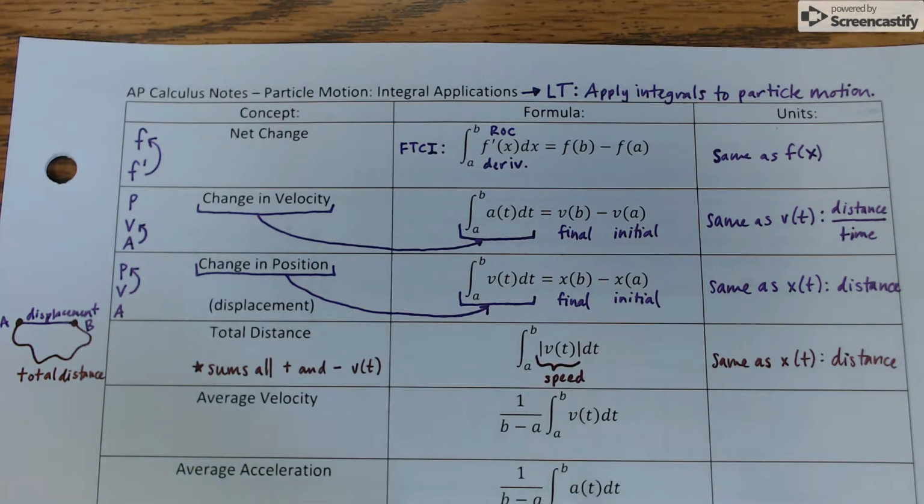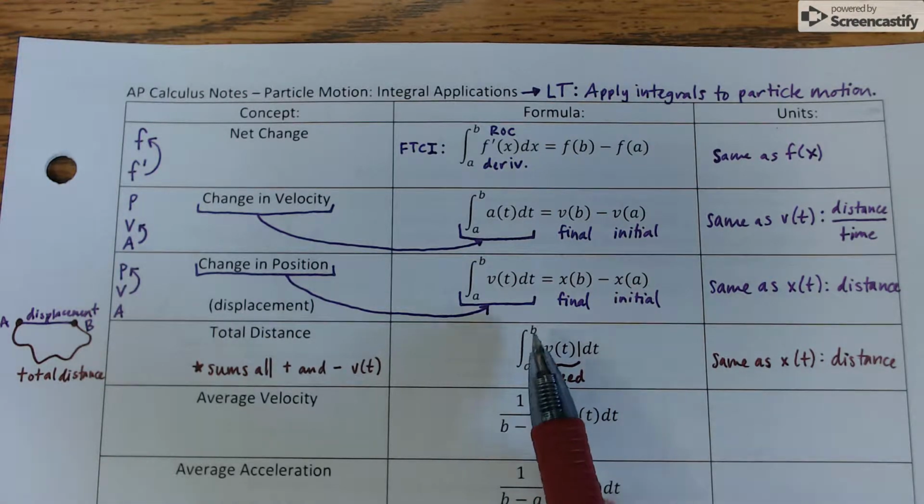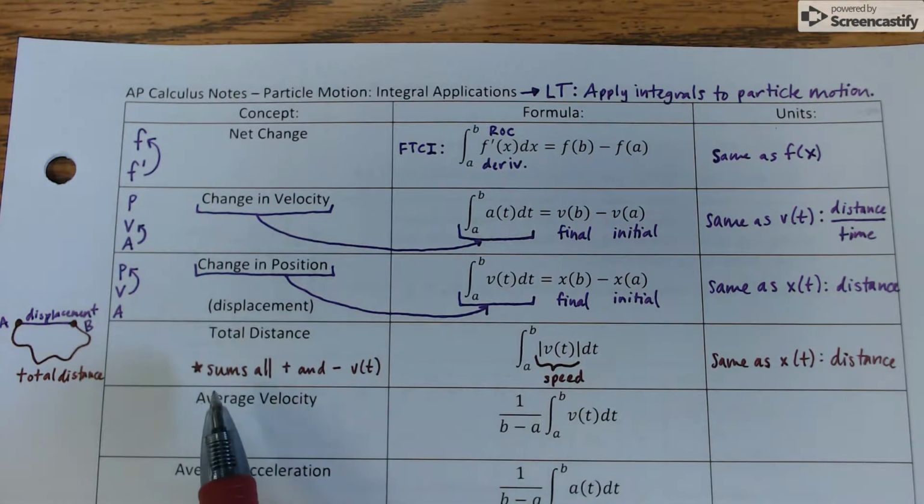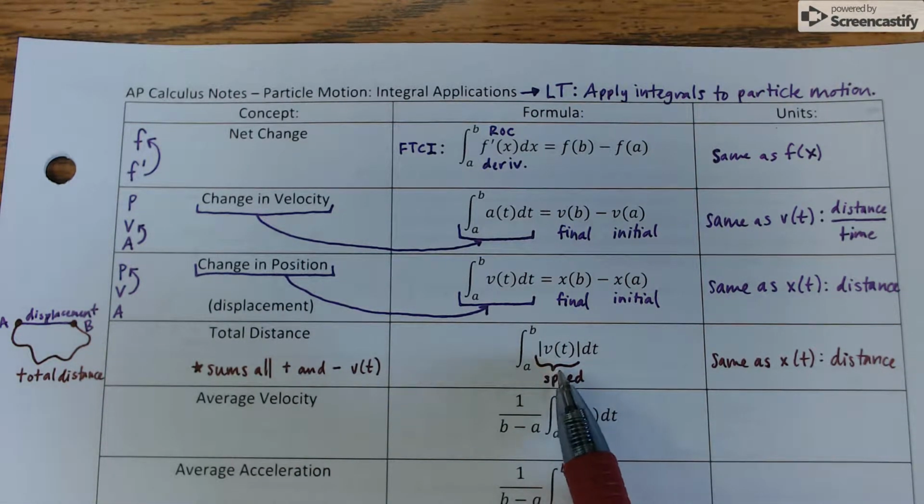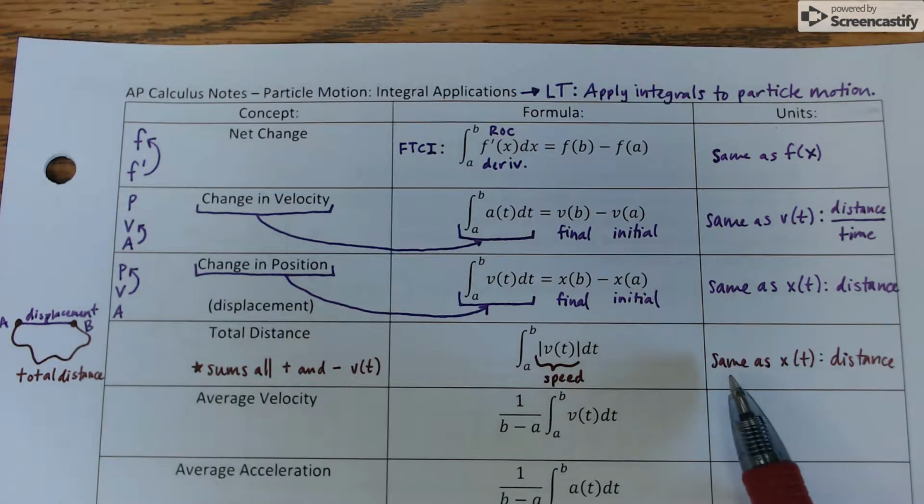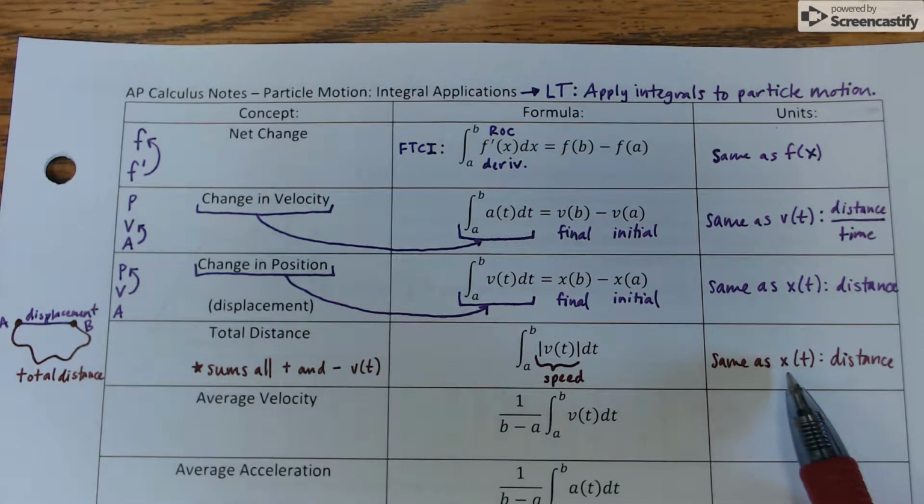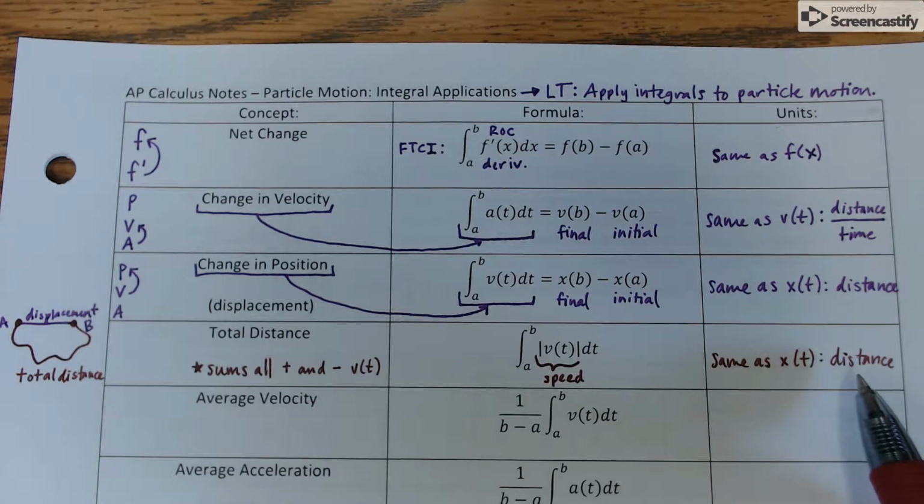The first thing you'll probably notice about the expression for total distance is the integral is the absolute value of our velocity function. And the reason we need that absolute value is because that total distance sums up all positive and negative velocity values. Another thing you need to know is that the absolute value of velocity is the speed. So it doesn't take into consideration which direction you have traveled. It just adds up all of that distance. So the units resulting would be the same as your position function, so it's just a measure of distance traveled.